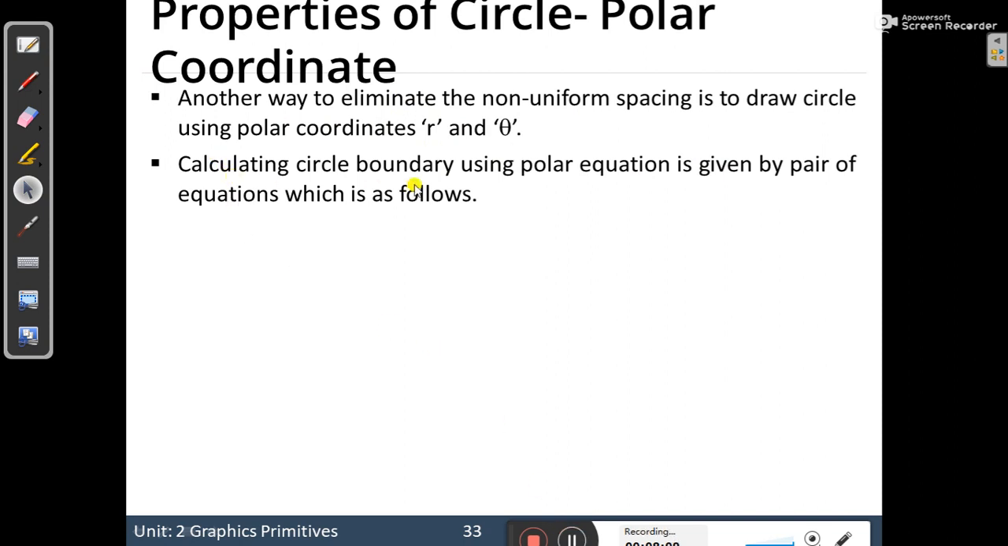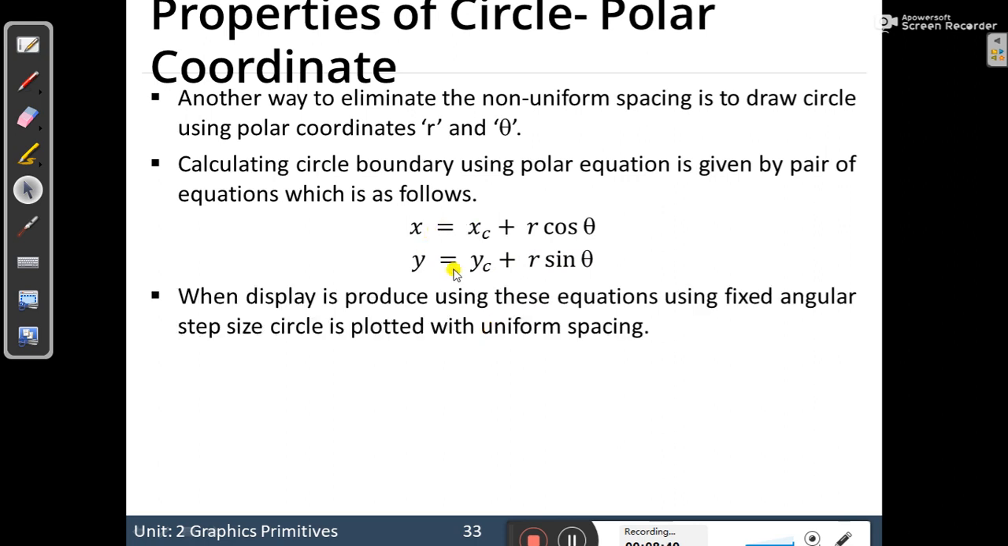Calculating the circle boundary using the polar equation is given by a pair of equations, which is as follows. This is one equation to find the x value using r and theta. Theta is the angle from the origin with the x-axis. This is yc, and that is why we are taking sine theta here, because now we are taking the y value, and y equals yc plus r sine theta. So this is the equation to find the xy value given xc, yc, r and theta.